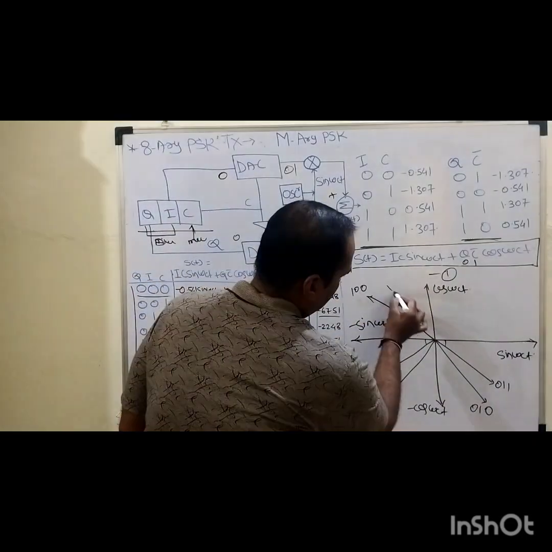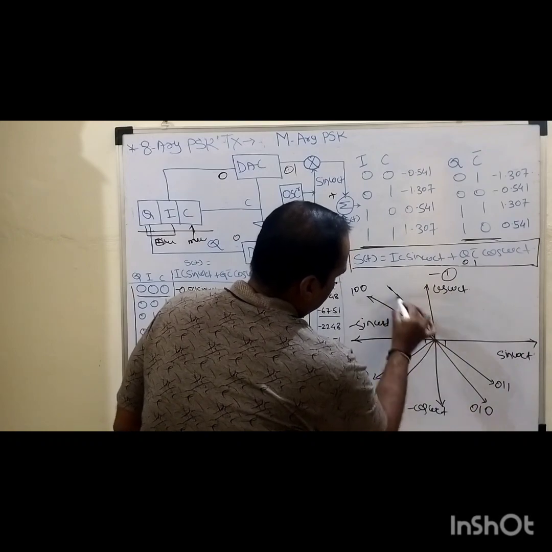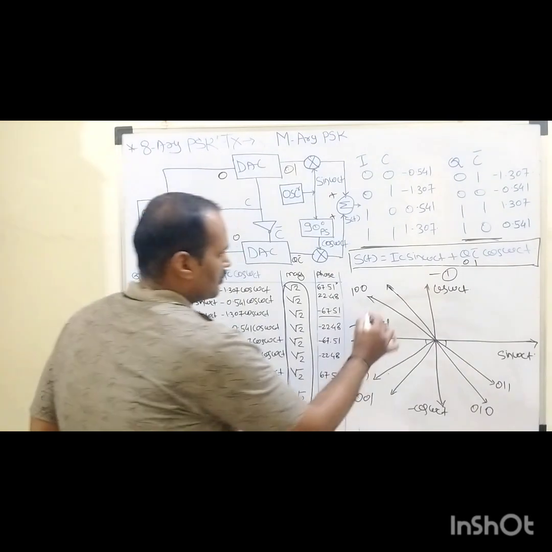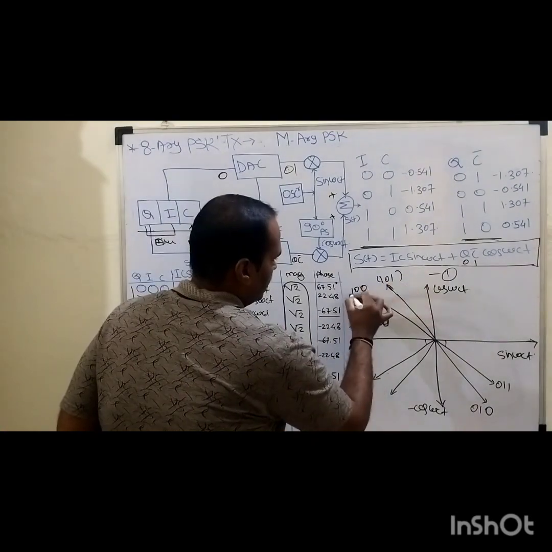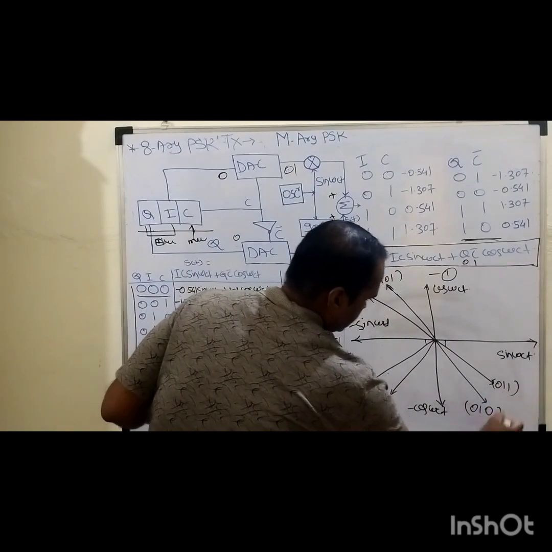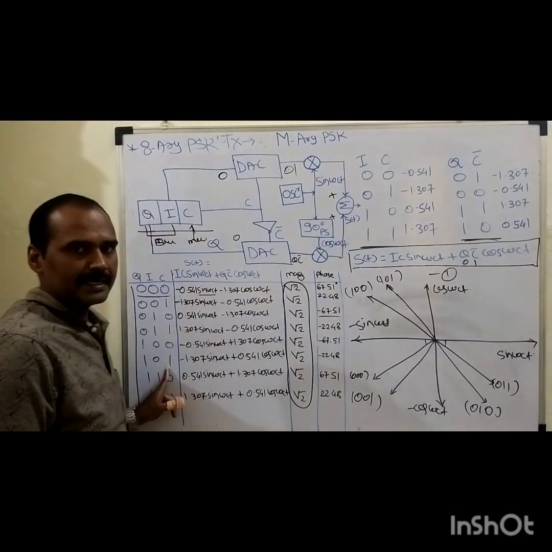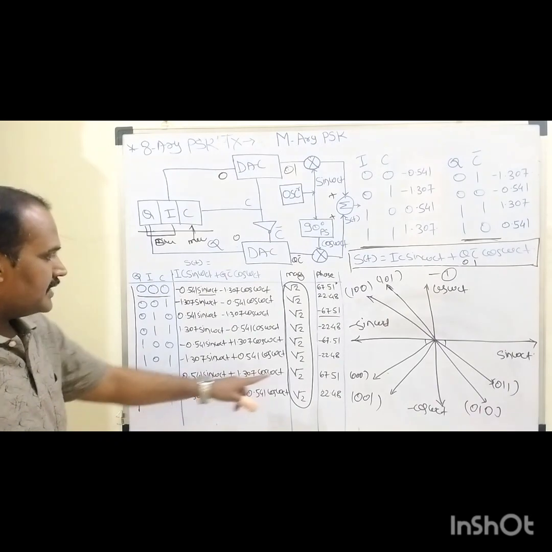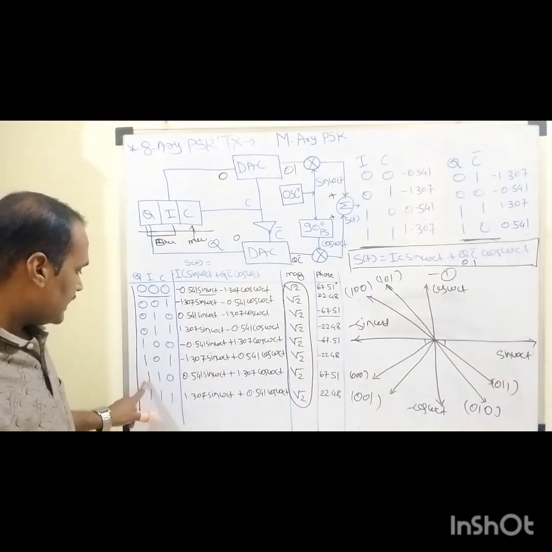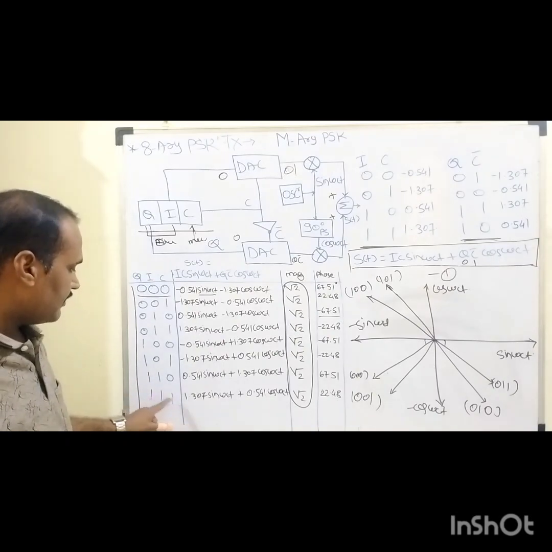So within that same quadrant, if I draw another vector here, which is used to represent the symbol number 6, that is nothing but 1 0 1. Here I will put all those symbols within this opening and closing parenthesis like this. So we can understand the desired phase angle. So the phase angle is how much here? It is minus 22.48. Similarly, the next symbols are 110 and 111.